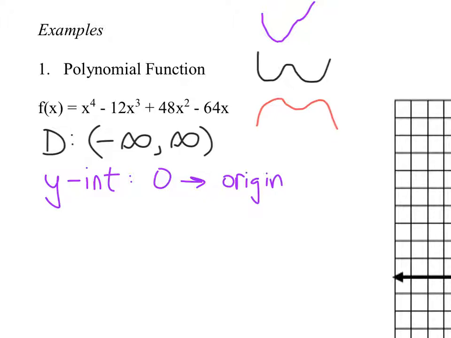So that's telling us, you don't have to write it down yet, but it's telling us that the x-intercept for this function is also going to be at the origin, or one of the x-intercepts. We could have up to 4 of them, so that's fun.